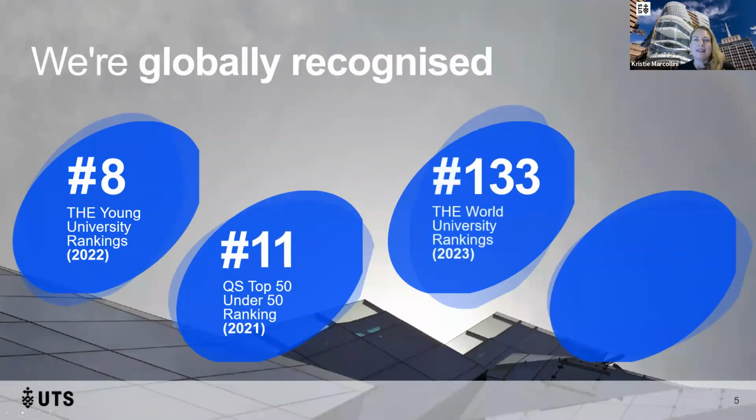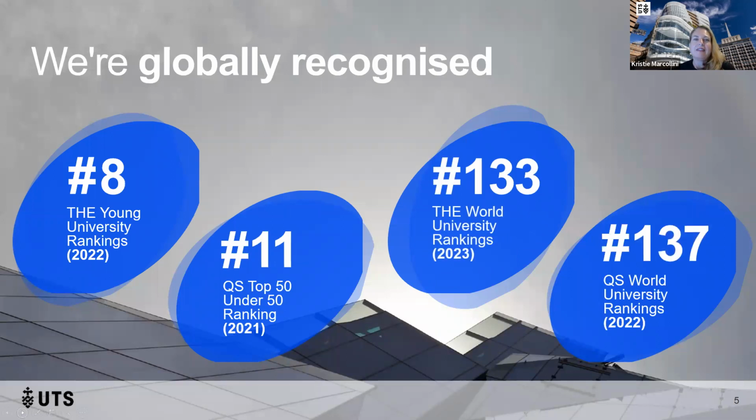So how are we ranked globally? We are, as I mentioned, ranked number 1 in Australia as a young university. If we're looking more globally, we're number 8 as a young university in the Times Higher Education rankings. We're number 11 in the QS Top 50 under 50. We are ranked globally 133rd and 137th in the Times Higher and the QS World University rankings. So you can see as a young university, we are very well recognised globally as well.